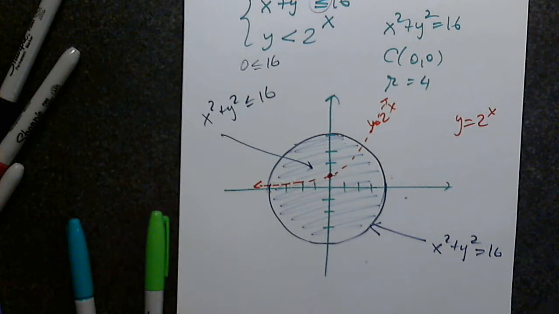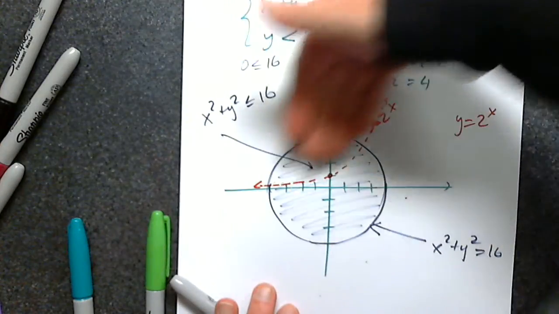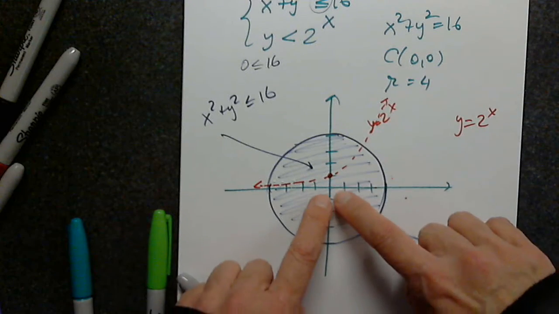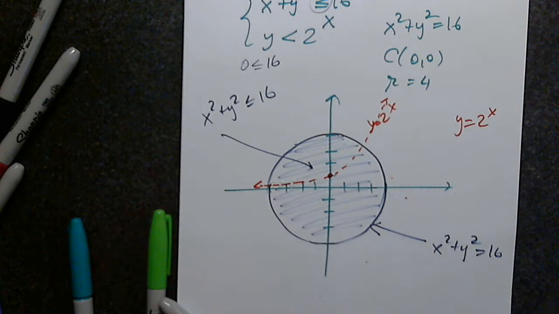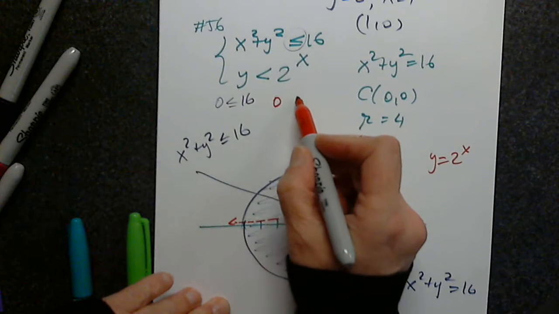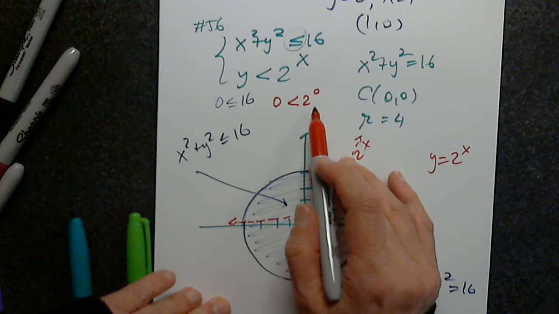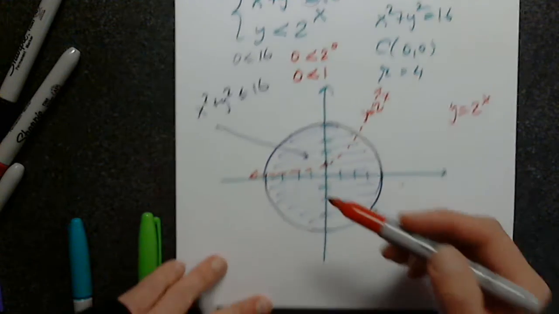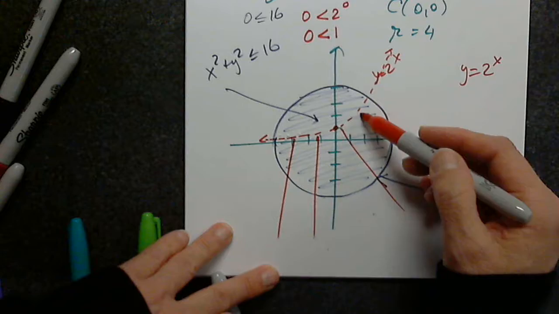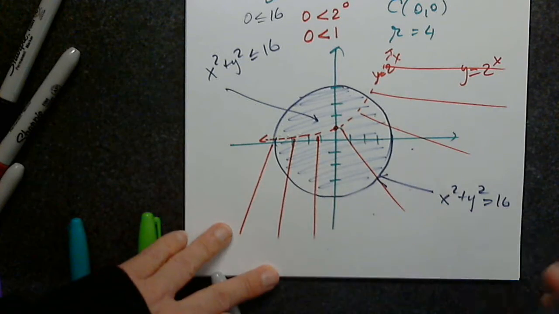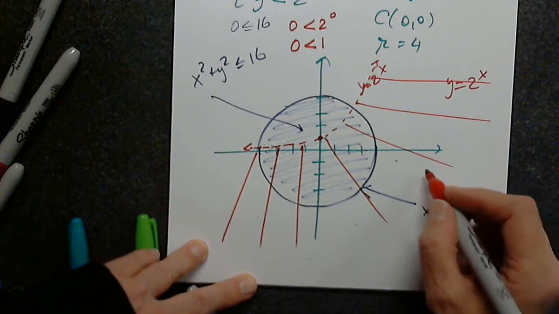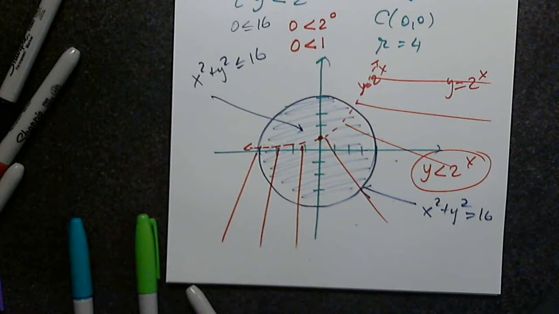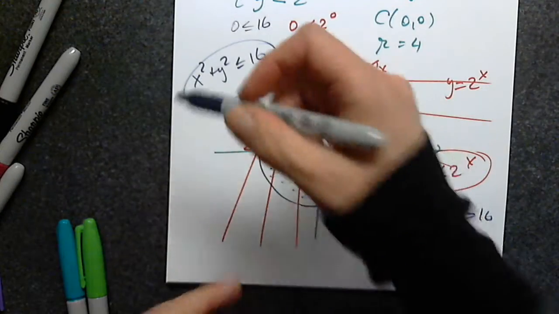But I see that even this graph divides the region into upper and lower. Since the lower has 0, 0, keeping in mind 0 on this side, less than 2 to 0, but 2 to 0 is 1. Is 0 less than 1? Okay, very good then. The red territory is y less than 2 to the x. So what do I do now with these two territories?